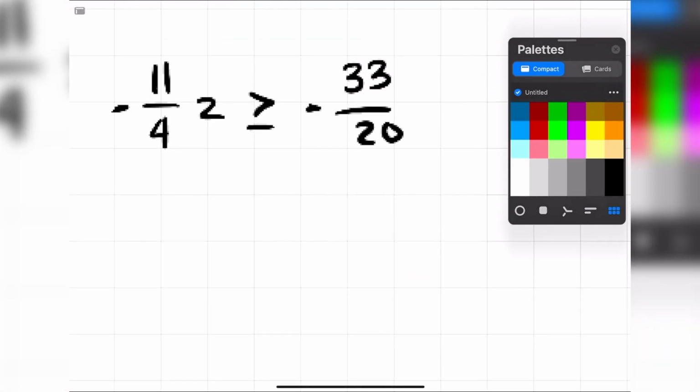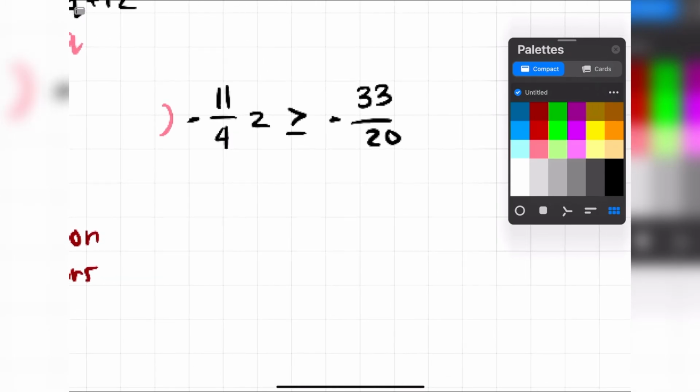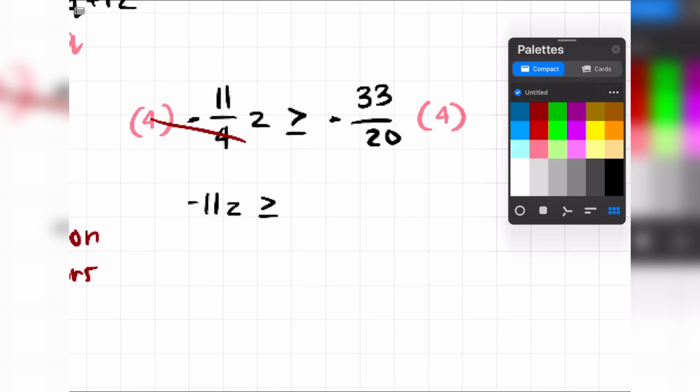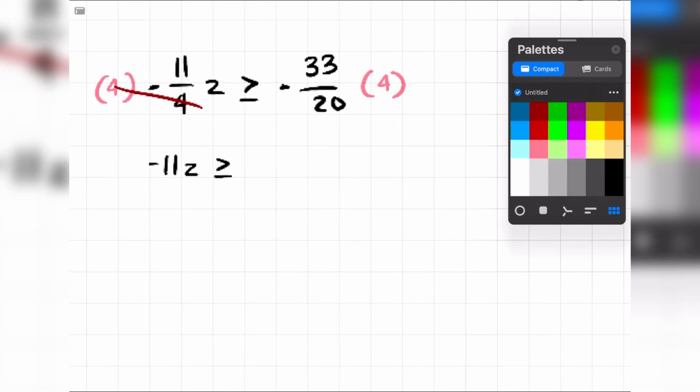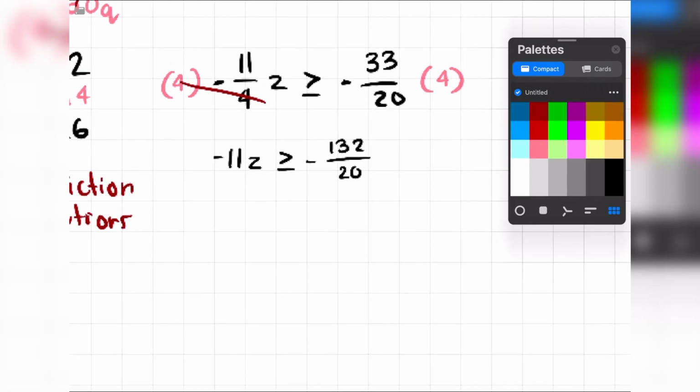Okay, so the first step here is you want to start limiting the amount of fractions you have. You can multiply this side by 4, which cancels out these guys on the bottom. That leaves you with negative 11z is greater than or equal to, and then for this one, when you're multiplying a number by a fraction, you can just multiply the top number. So 33 times 4 is 132. So negative 132 over 20. Great. The first step got us down to only one fraction, which is good.